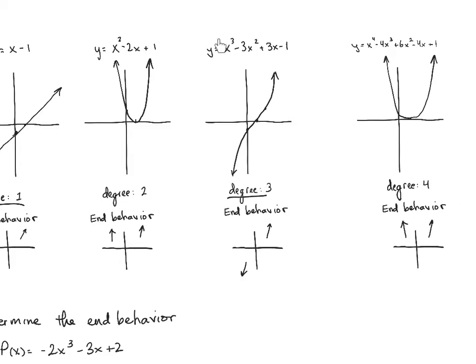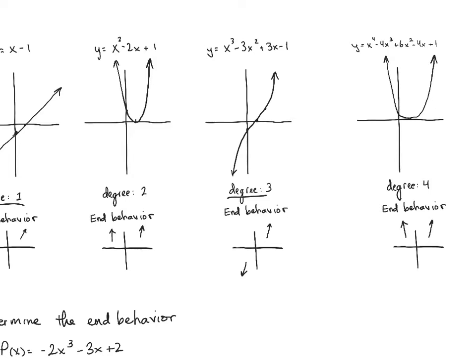Similarly, with the third degree, if I had put a negative sign in front of this polynomial, it would have changed the function to look like this. So now the left side would be going up to positive infinity, and the right side would be going down to negative infinity.